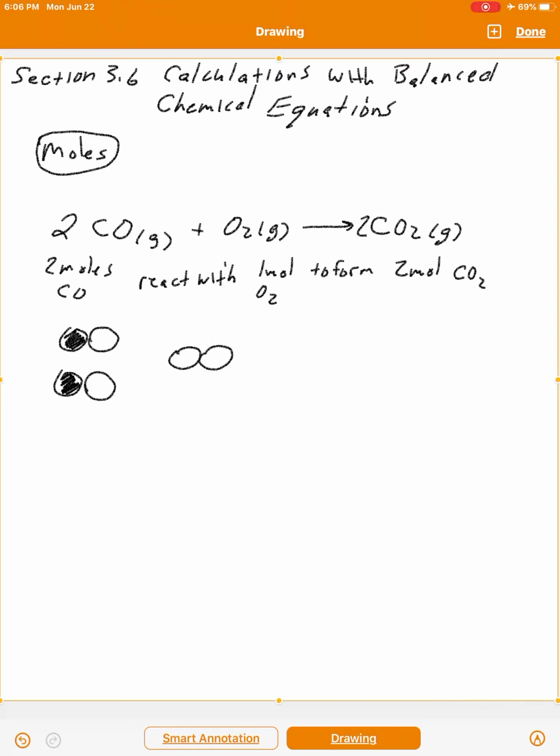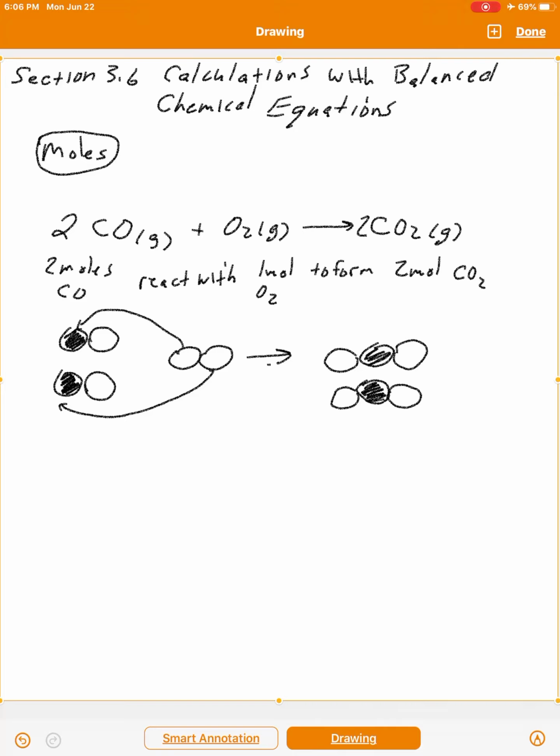Okay? So what happens to get carbon dioxide? One of the oxygens has to come over here to the carbon, and the other one has to come to the other carbon to give us 2 carbon dioxides. So notice that in chemical reactions, the number of moles can change from the reactant side to the product side. In this case, 3 moles goes down to 2. Okay? That's essentially the idea.